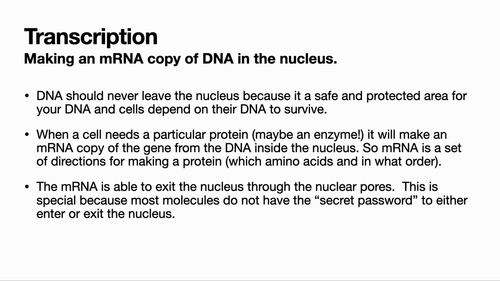So now we've got that mRNA, like I said, that has a set of directions for making that protein, which really just means what amino acids and in what order. And that mRNA is able to exit through a nuclear pore to leave the nucleus and end up out in the cytoplasm. mRNA is only able to exit the nucleus through the nuclear pores because they have the secret password that lets them get out. Most things cannot move into the nucleus or move out of the nucleus because they don't have the molecular password to do it.